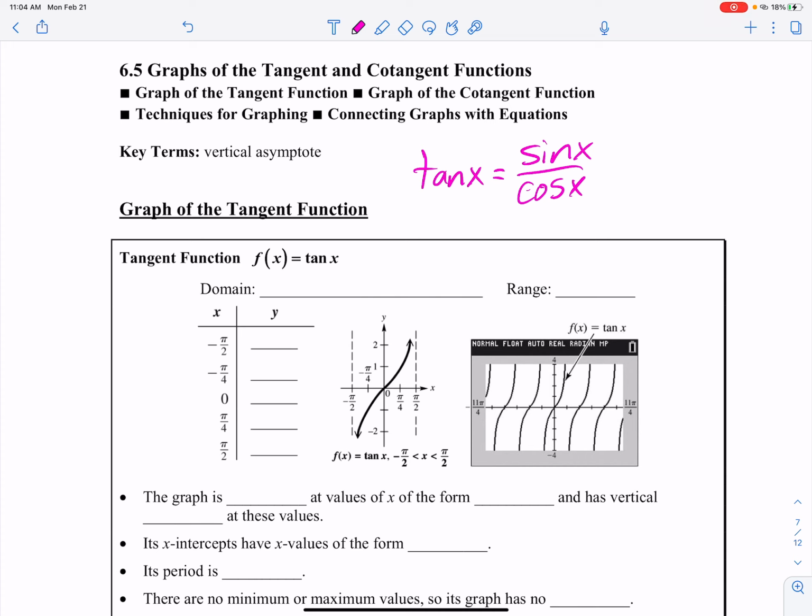Tangent is sine over cosine. So I'm trying to think of domain, what we can plug in, where we have issues. Well, if I have a fraction, what is the thing that we're looking for to happen to avoid issues if I'm dividing? I can't divide by what number? 0. So I'm looking for when is cosine 0. So cosine, calling 911.